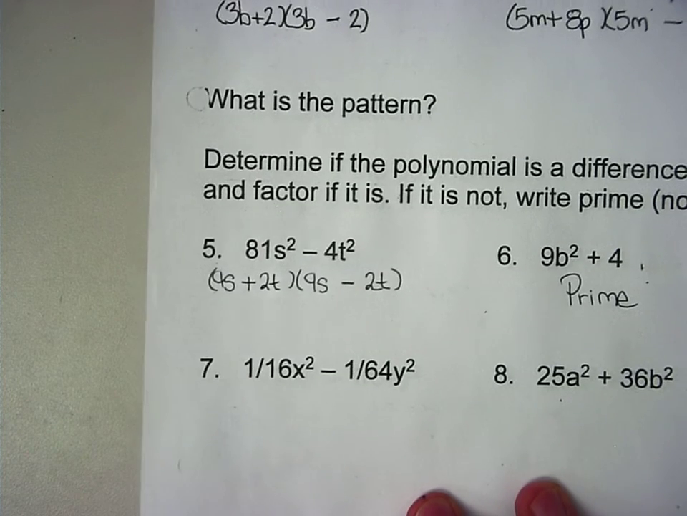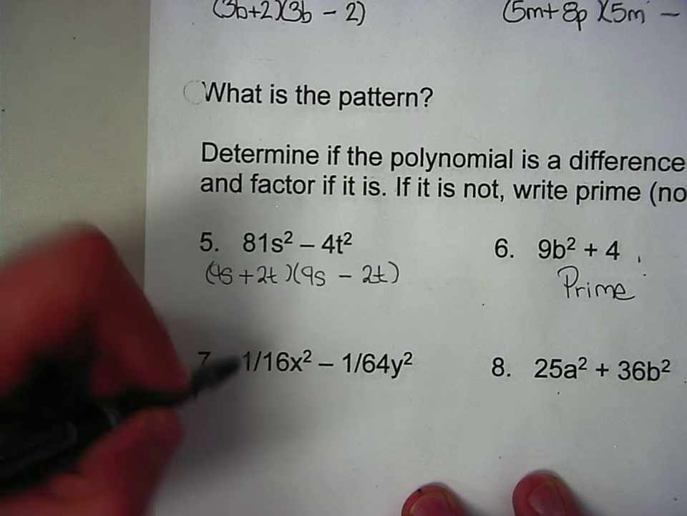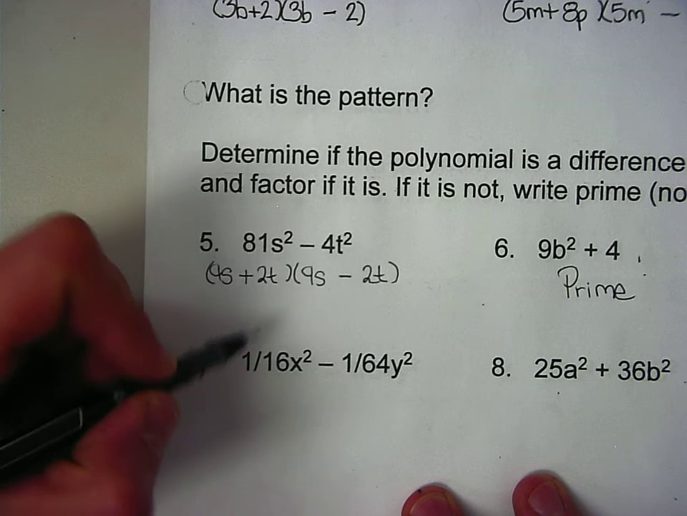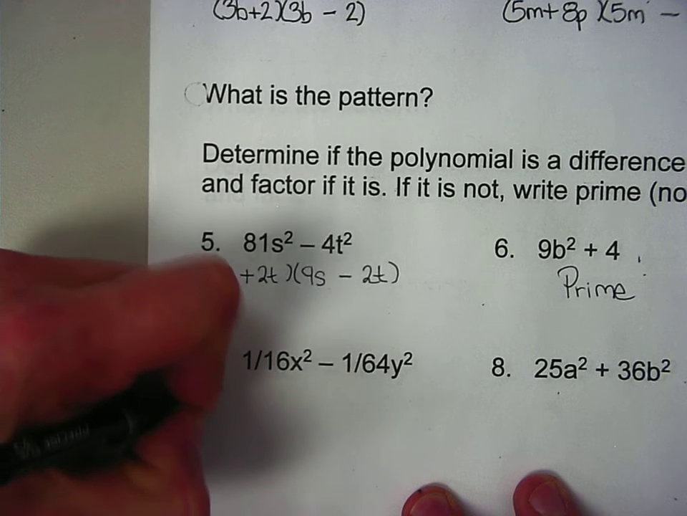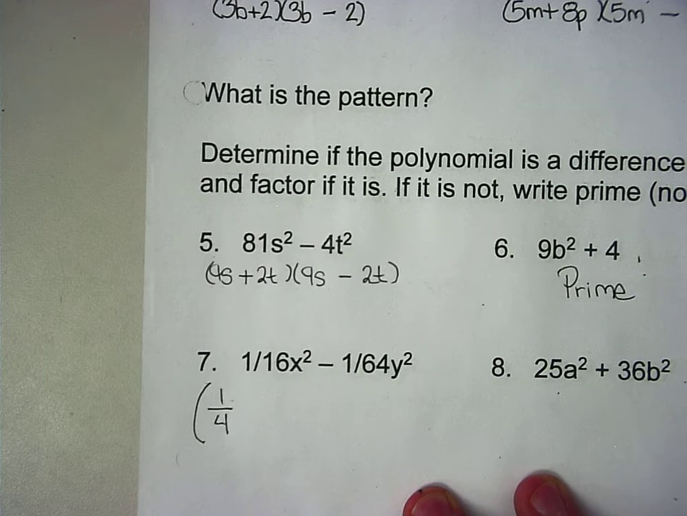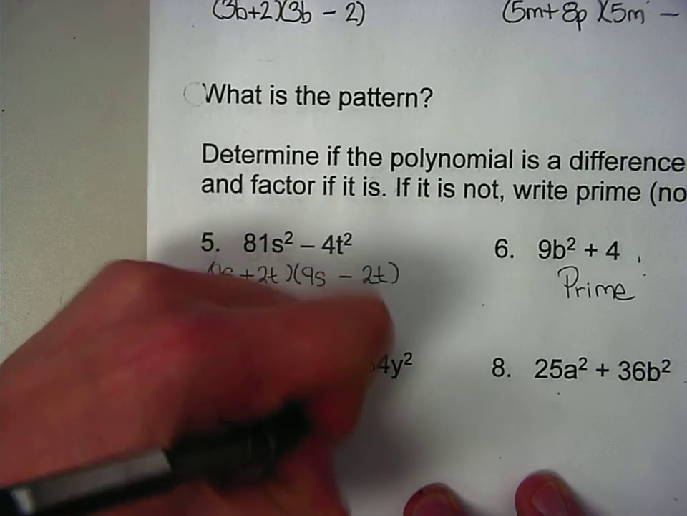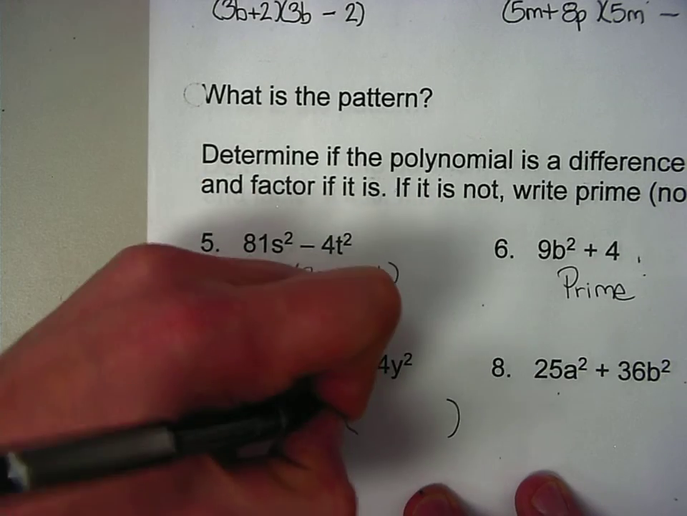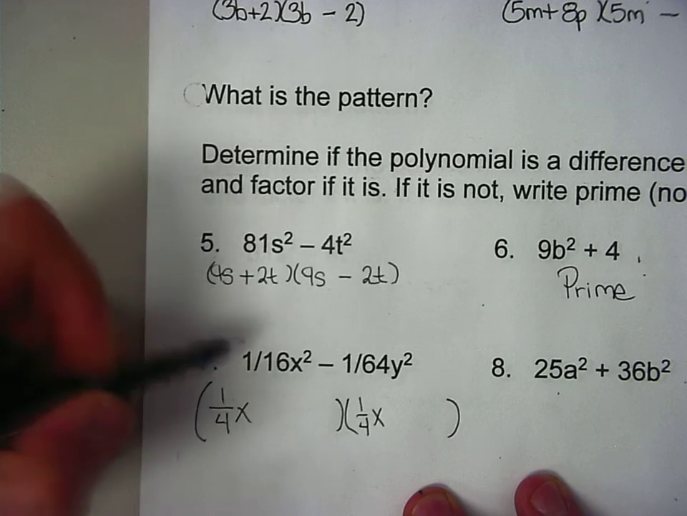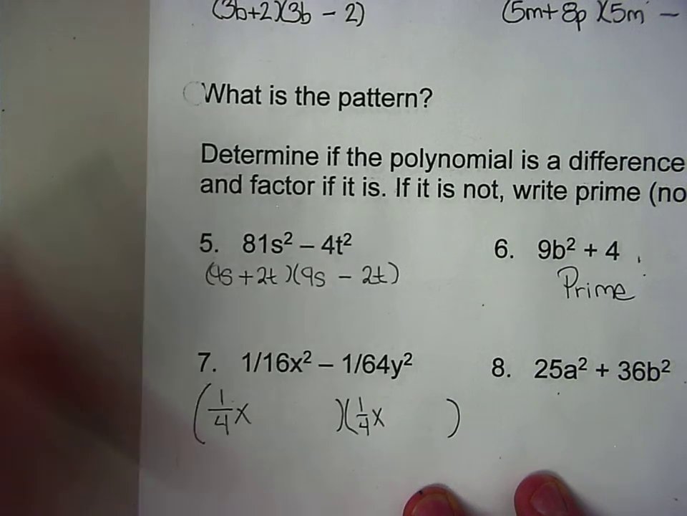Number 7, 1/16 x squared minus 1/64 y squared. Don't let the fractions confuse you. To find the square root of a fraction, you square root the numerator. Square root of 1 would be 1. Square root of 16 would be 4. So that's going to be the beginning of my parentheses. Square root of x squared would be x. So I'll go ahead and set up both parentheses with that first term. So 1 over 16, square root of it is 1/4. Square root of x squared, a singular x.